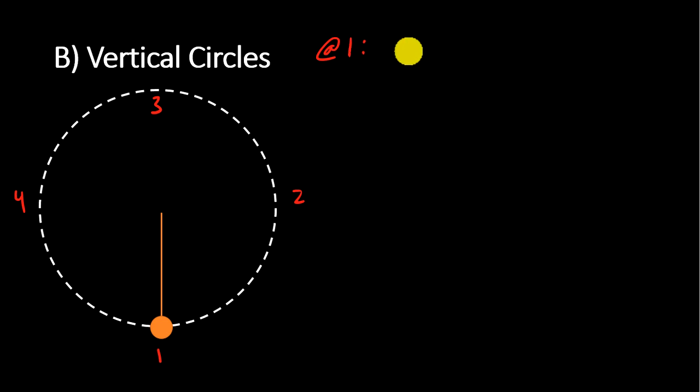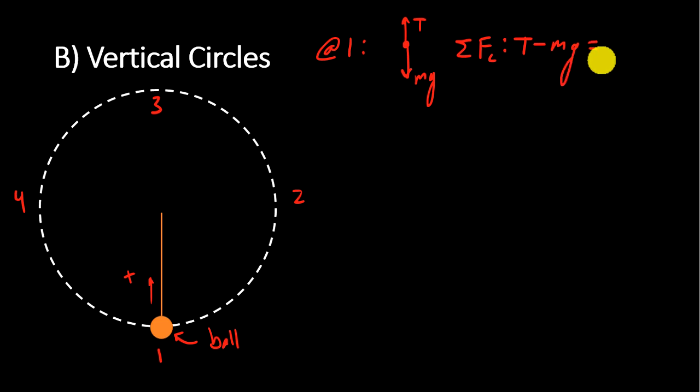At position 1, let's draw a free body diagram. At position 1, this ball, the object we're looking at, obviously has some weight, mg. There's also this tugging tension force, so there's also T. Well, the sum of the forces in the centripetal direction, remember that means towards the center or away from the center. If I say towards the center is positive, tension is acting towards the center, but the weight is acting away from the center. That has to add up to mv squared over r.